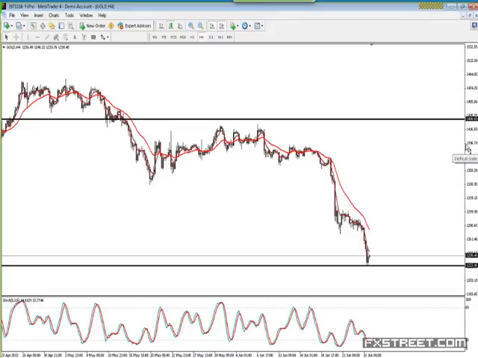Exit is always wrong, always wrong on exit, and you've got to live with that. If you get out too early, then it runs further. If you don't get out, it comes back and knocks you out. So to me, exit is much harder than entry. You can enter basically anywhere you want. Manage your risk and you're going to be fine. So I'm not ignoring your questions.